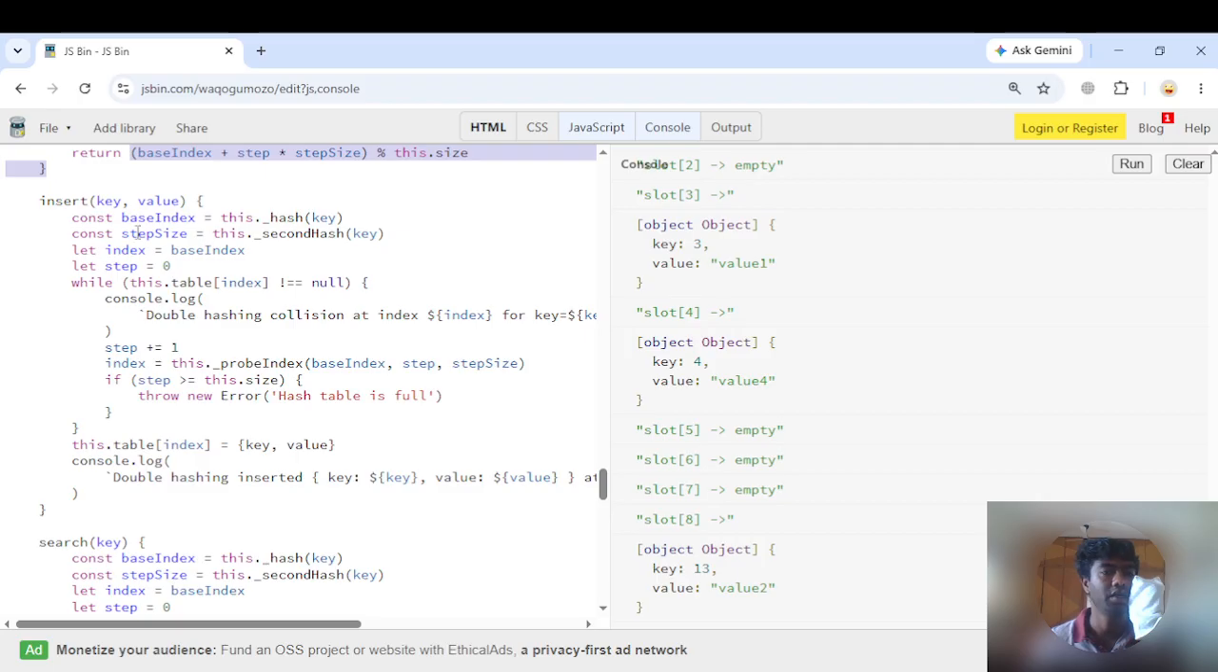So that's the whole idea. And we first check if the base index is available in the table, then we are good to insert it, else we say that there is a collision, and then we start finding a new index with the double hashing method. So that's about the insert method.